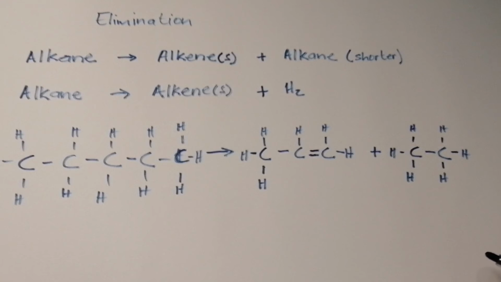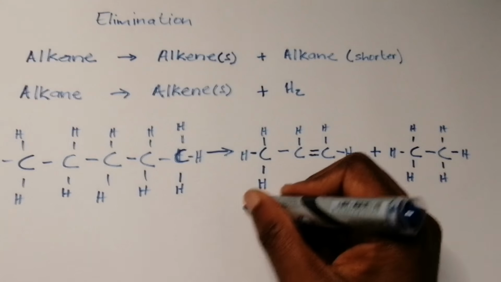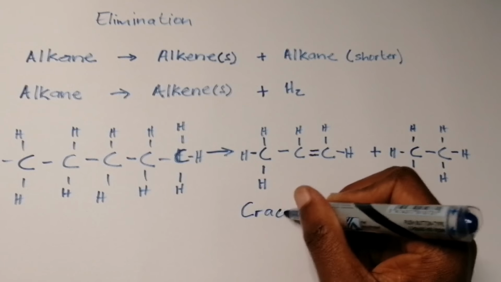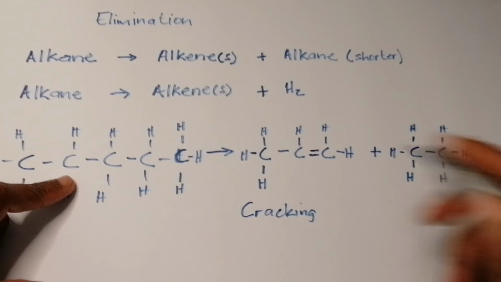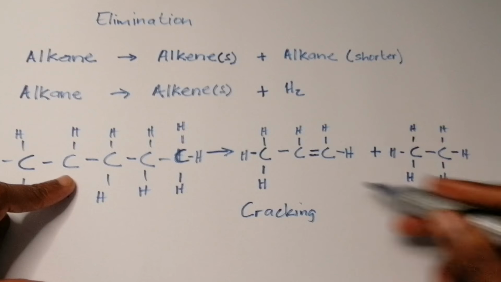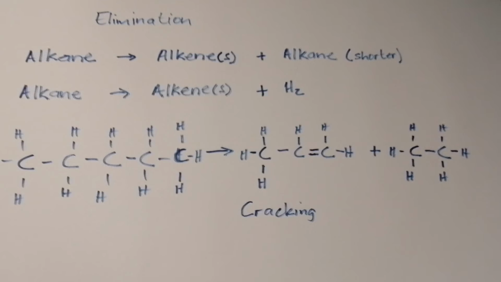By the way, sometimes they call this process cracking. So what's happening in cracking? You're breaking down large compounds into smaller ones. When they get crude oil, it's a very large organic molecule, but they break it down into smaller ones. That's where petrol is formed, that's where jet fuel is formed, and all of that. They are smaller compounds, they are more usable.